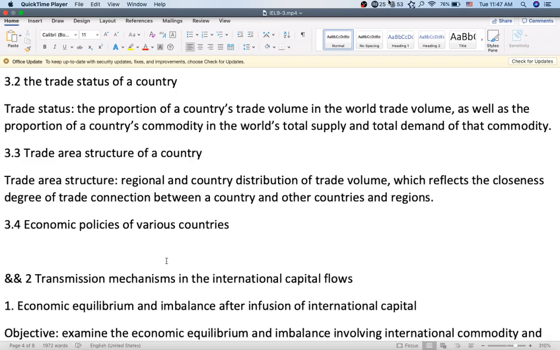And the next factor is the economic policies of various countries. The external equilibrium has also been one of the main economic objectives of a country, in order to prevent international economic fluctuation from having an impact on its own economy. Countries must take certain policies to avoid or transfer the impact.